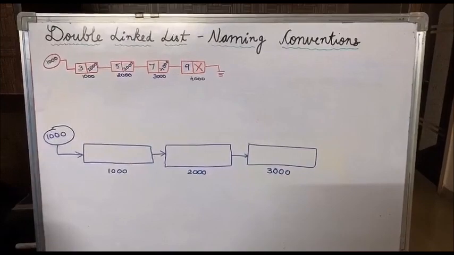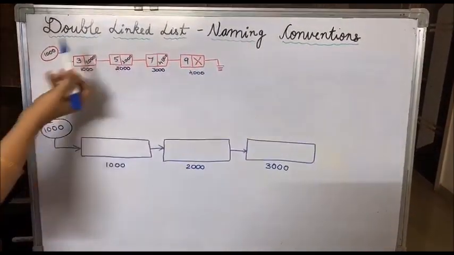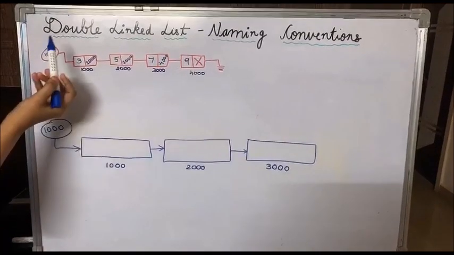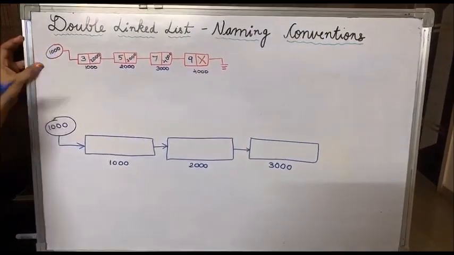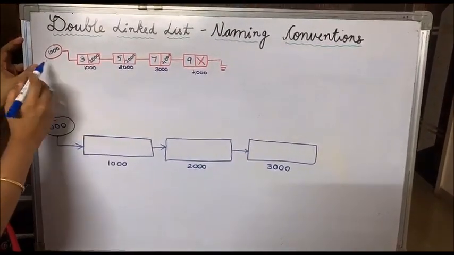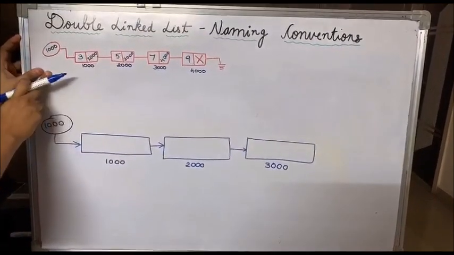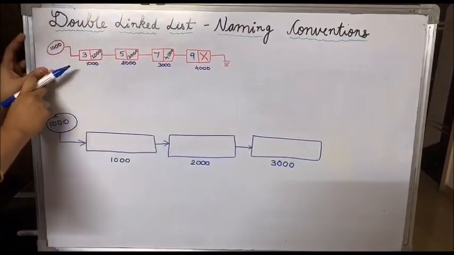Hello everyone. In this video, I am going to explain the naming conventions for double linked list and why this double linked list has been introduced, as we also have single linked list. If you want to go for the single linked list operations and naming conventions, you can check out the description box. I have given the link.